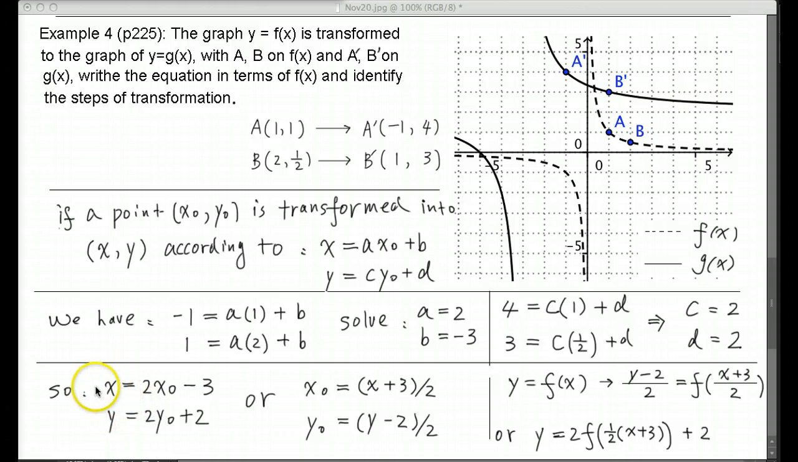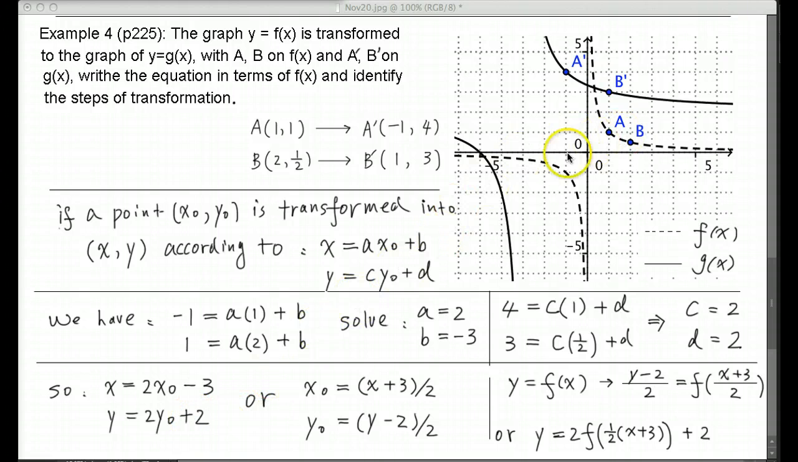So if you put A, B, C, D back, you can find the relation between the new point represented by x and y, and the older point represented by x0, y0. If you have this relation, you can tell definitely how the transformation happened. For example, horizontally, x equals 2 x0 minus 3. You multiply by 2 first, which means a horizontal expansion by a factor of 2. After the expansion or stretch, you subtract 3, which means you move left 3 units. Vertically, you have 2 y0, which means a vertical expansion by 2, and then plus 2 means 2 units up.